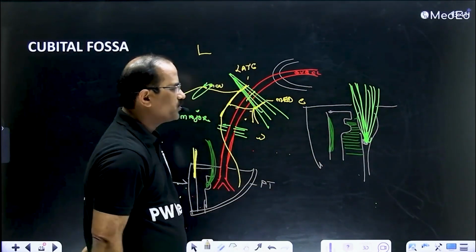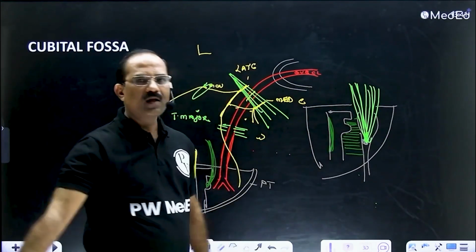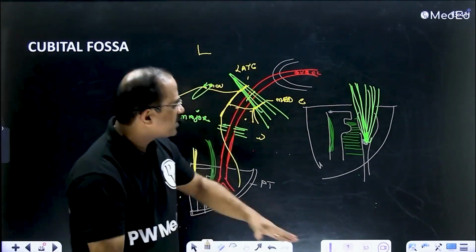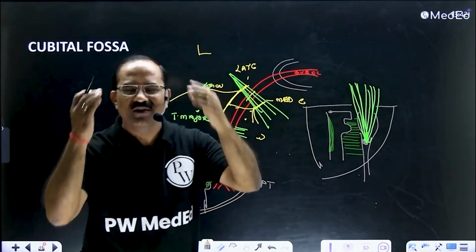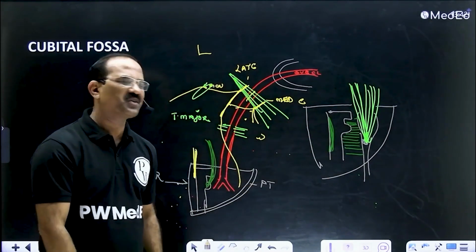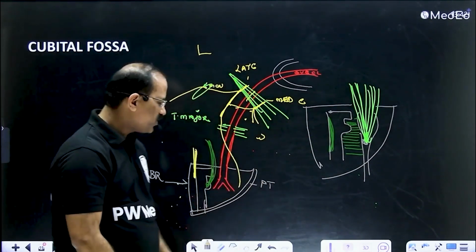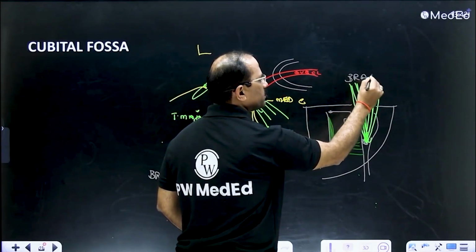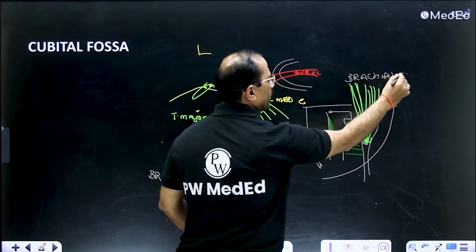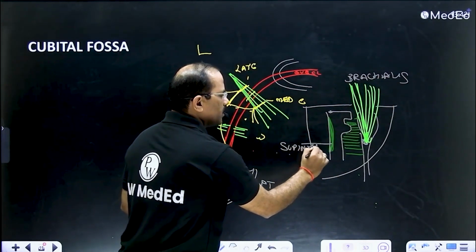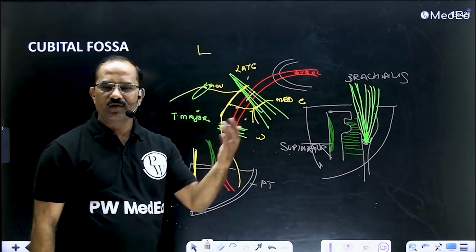So now, my dear children, you tell me, what have I drawn for you? I have drawn the cubital fossa, students. And what is this going to form for the cubital fossa? Can you correlate? The floor. The floor of the cubital fossa is formed by, what's this muscle? Brachialis. And what's this muscle? That's the supinator. Okay, so clear with the boundaries of the cubital fossa.